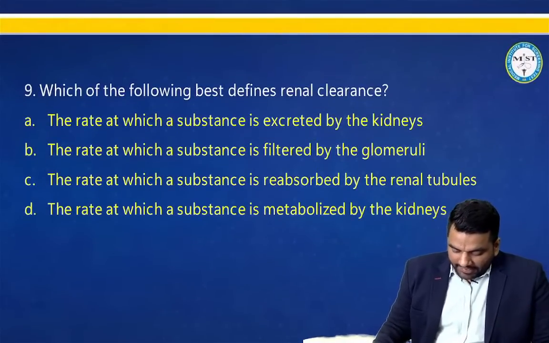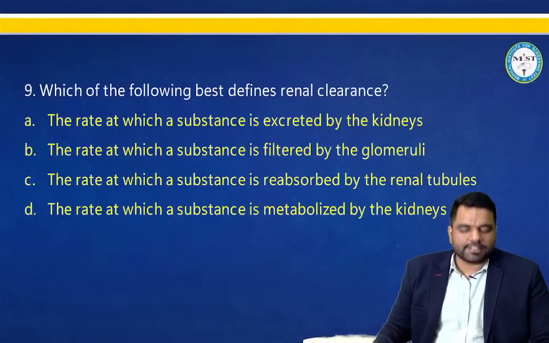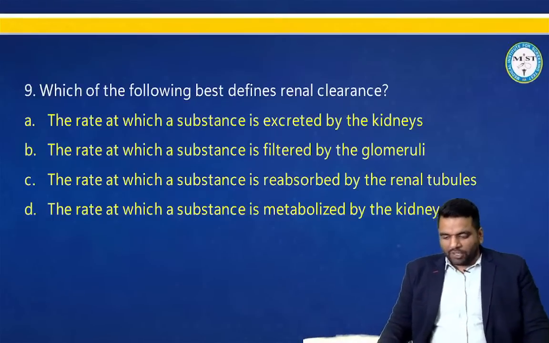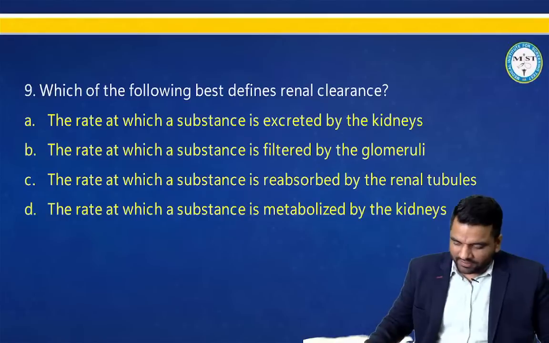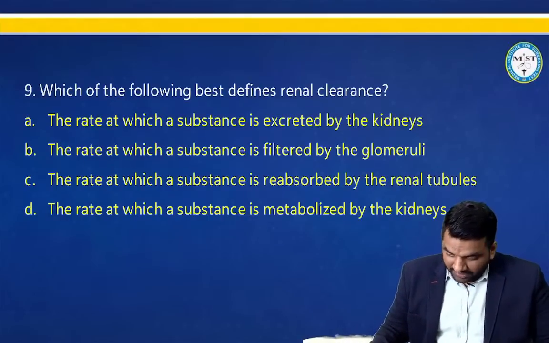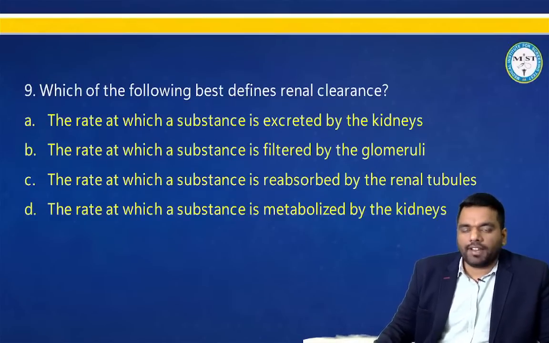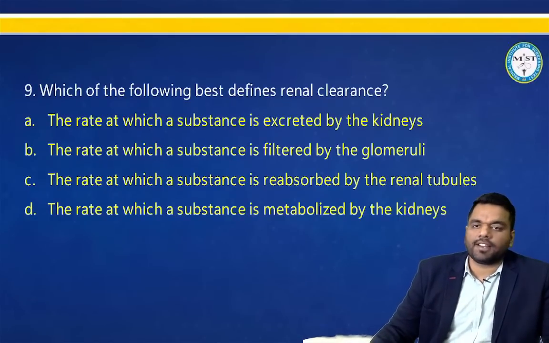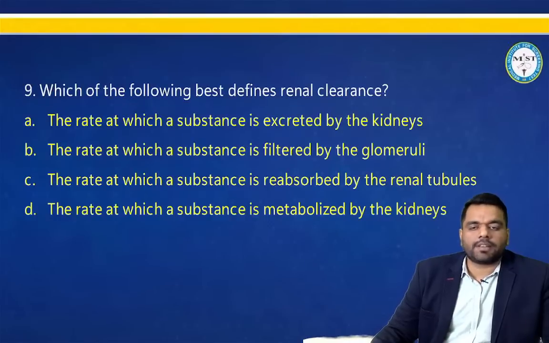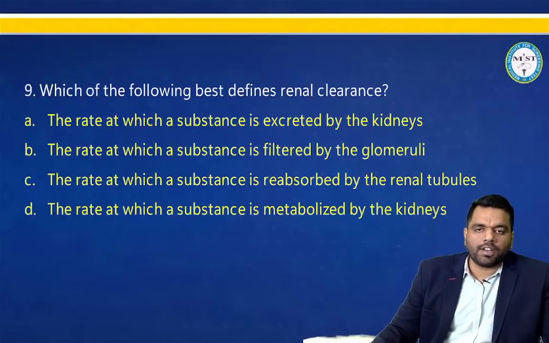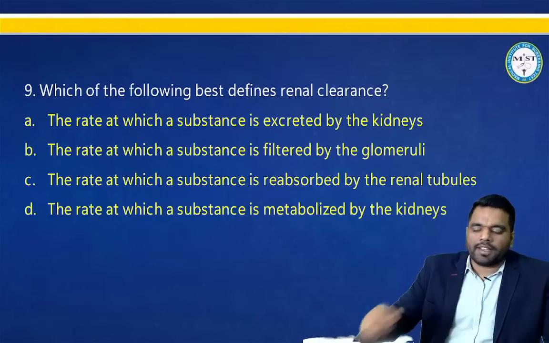Now, question number 9. Which of the following best defines renal clearance? Again, a googly, another one has come. So, please answer question number 9. Option A, the rate at which a substance is excreted by the kidney. Option B, the rate at which a substance is filtered by the glomeruli. Option C, the rate at which a substance is reabsorbed by the renal tubules. And option D, the rate at which a substance is metabolized by the kidney.